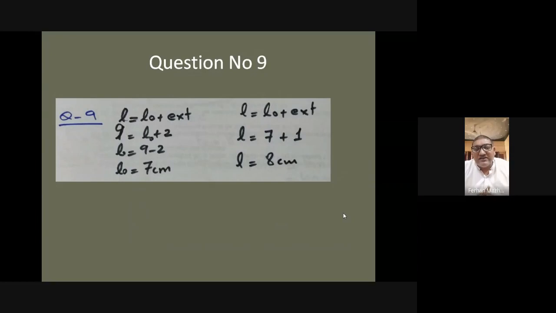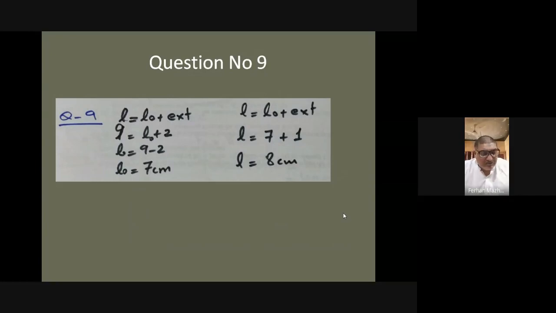Then you hung a 100 gram load with the spring, and from the graph I know that when you hang a 100 gram load with the spring, the extension will be 1 centimeter. So the length at that moment will be L equals L naught plus the extension. L will be equal to 7 plus 1, 8 centimeter.